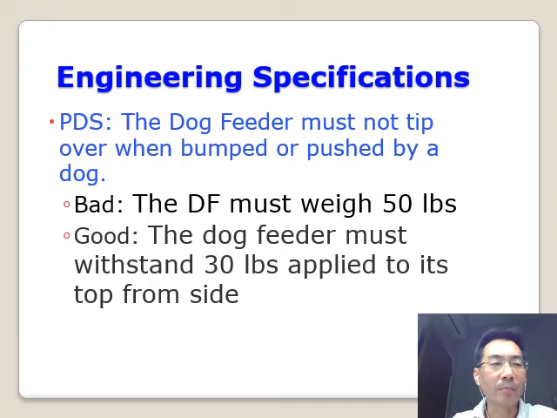Okay, one example of a good and a bad engineering specification. The PDS is that the dog feeder must not tip over when bumped or pushed by a dog. The not-good engineering specification says the dog feeder must weigh 50 pounds. A better engineering specification is that the dog feeder must withstand 30 pounds applied to its top from the side. This is a different way of explaining engineering specifications.